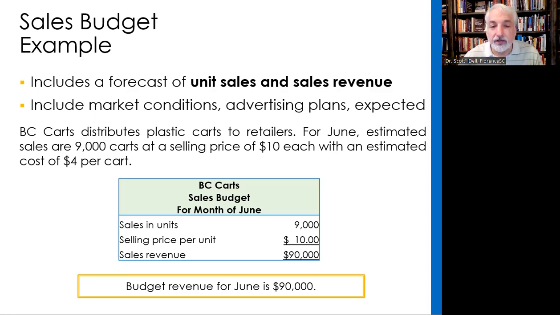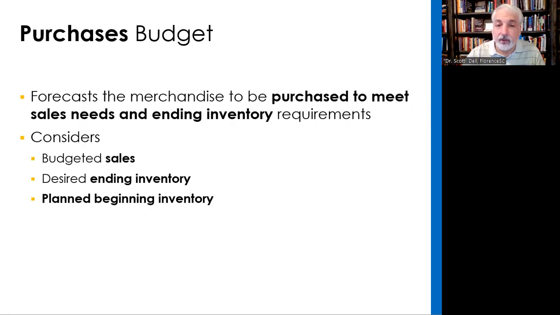And in this case, we have 9,000 units sold and a selling price of $10 per unit, which yields a sales revenue of $90,000. So that's giving us budgeted revenue of $90,000. We're then going to have to figure out what's going to support that $90,000 or those 9,000 units. So we have purchases. We forecast the purchases to meet the sales needs. So that's why we start with sales.